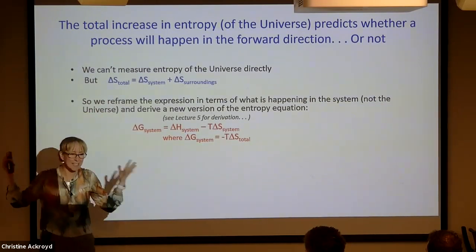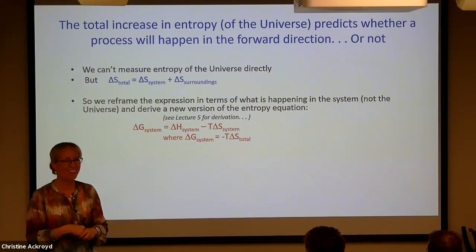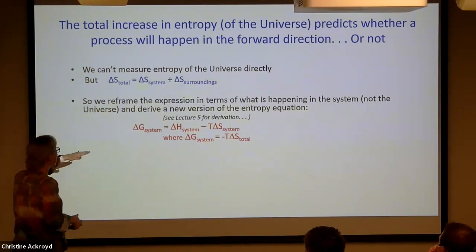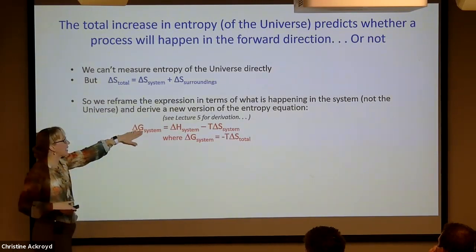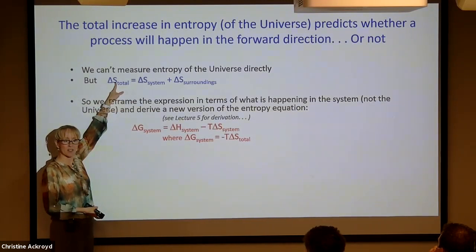So we are obsessed with delta G, right? Or maybe you're not, but I am, right? Obsessed with delta G, why? Because when delta G is negative, what does that tell us about delta S for the universe?